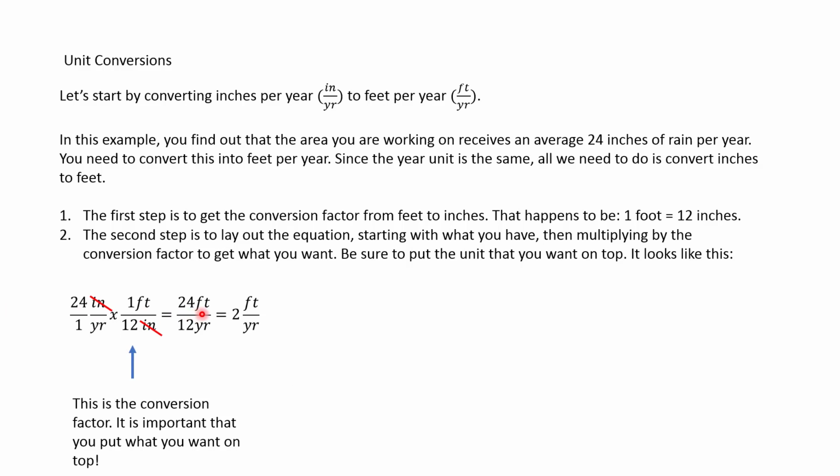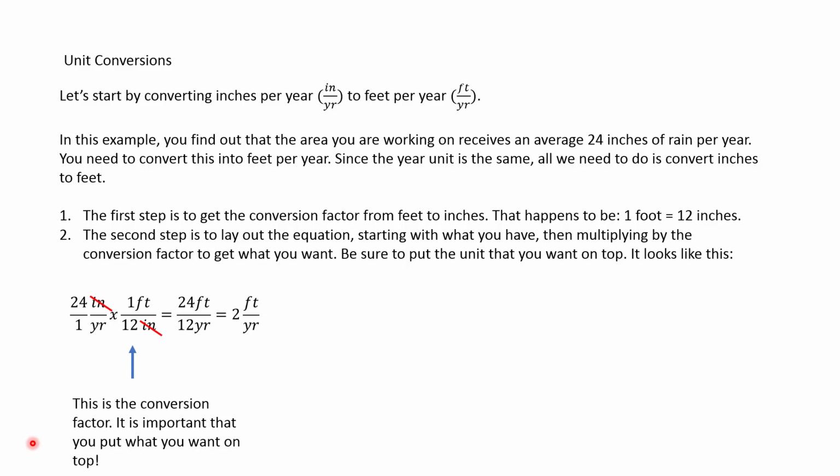24 times 1 is 24 feet, 1 times 12 is 12 years, and your answer is 24 feet per 12 years, which is a little odd. So you would want to just get your phone out and say 24 divided by 12 is 2. So there you go. 24 inches of rain per year is 2 feet per year. Like I say, a lot of you would do that in your head. This is a way to do it rigorously so that you don't make mistakes when the units get a little trickier.